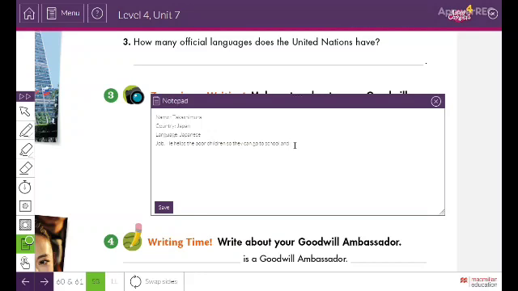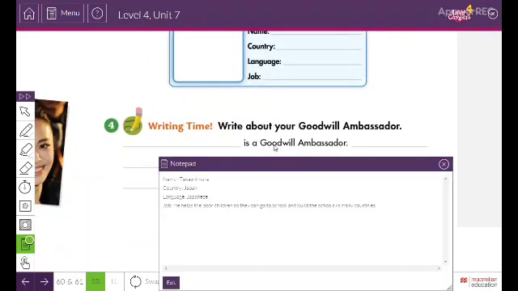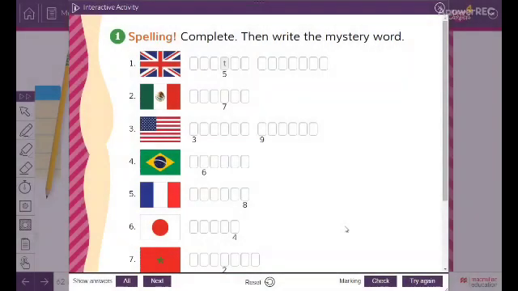You may add more. He helps the poor children so they can go to school and build the schools in many countries, like that. And write about your goodwill ambassador. Write the paragraph here. And the last one, lesson 8, complete and write the mystery word. Complete the names of the countries. Here, number 1, what is the country?